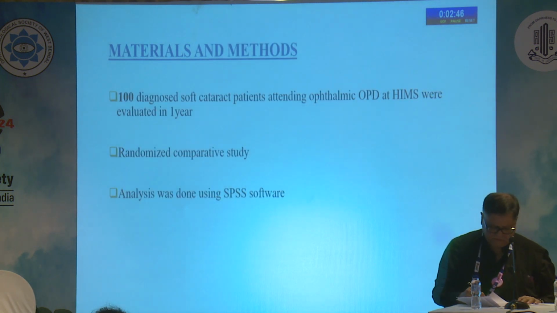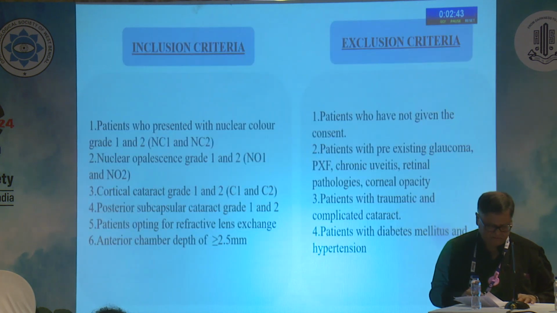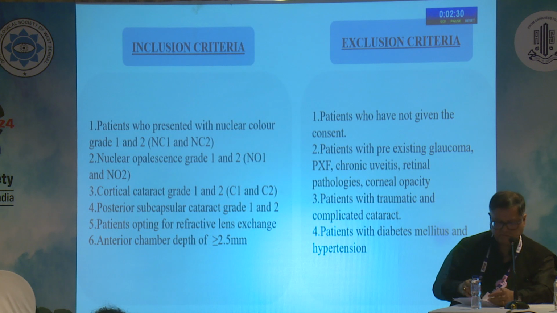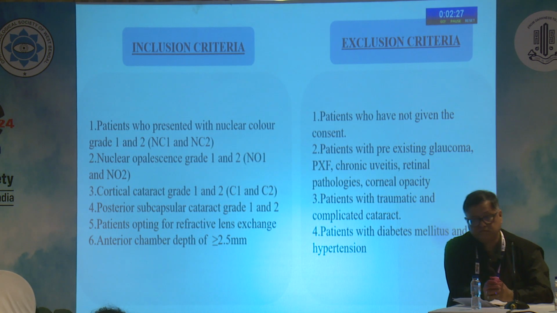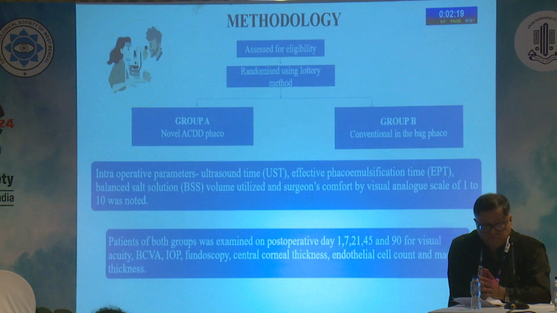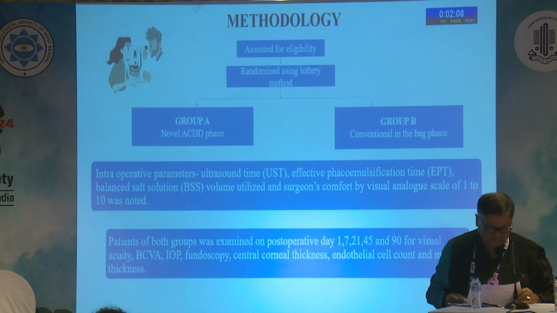It was a randomized comparative study with a sample size of 100 patients. We included nuclear color grade 1 and 2, opalescence grade 1 and 2, cortical cataract grade 1 and 2, posterior subcapsular cataract grade 1 and 2, and anterior chamber depth of more than 2.5 mm. Patients with pre-existing glaucoma, PXF, chronic uveitis, retinal pathologies, traumatic cataract, complicated cataract, and comorbidities like diabetes mellitus and hypertension were excluded from the study. All the patients were randomized into 2 groups using a lottery method. Patients in group A underwent the novel ACDD phaco, and patients in group B underwent conventional in-the-bag phaco.